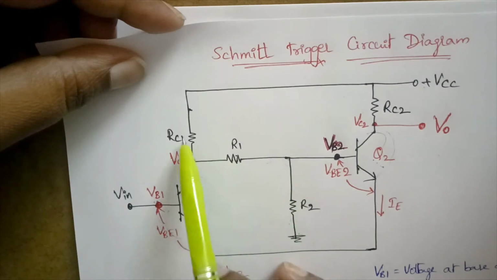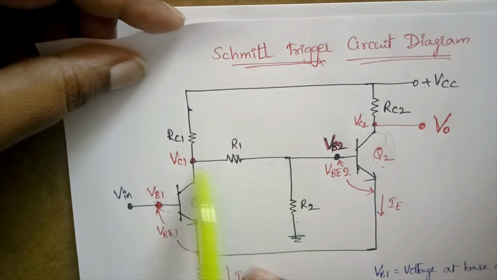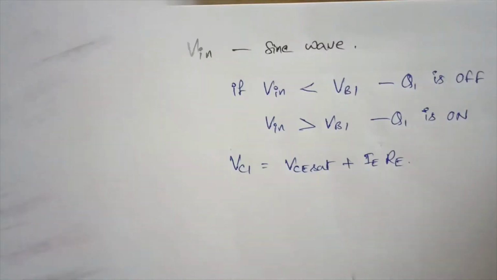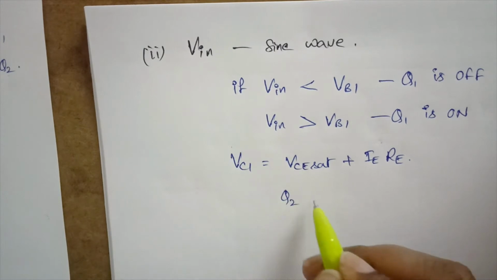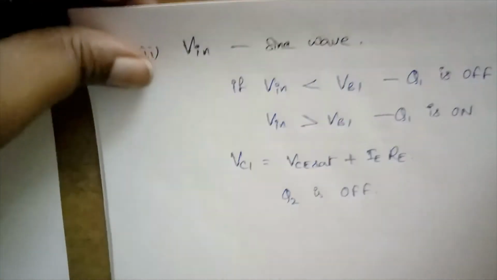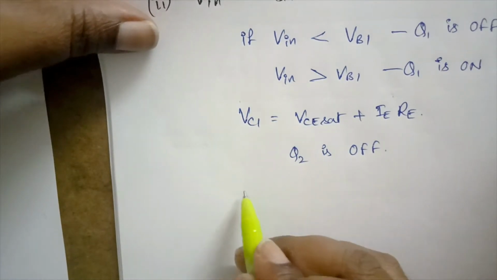So what happened, even though we have the potential divider network, the applied voltage is very less as compared to the before case. Therefore Q2 is off. So in this case Q2 is off. When will Q2 be on?